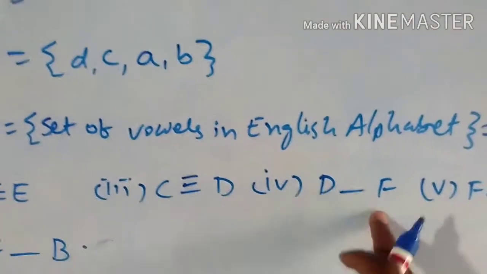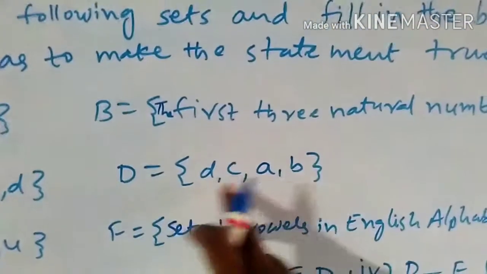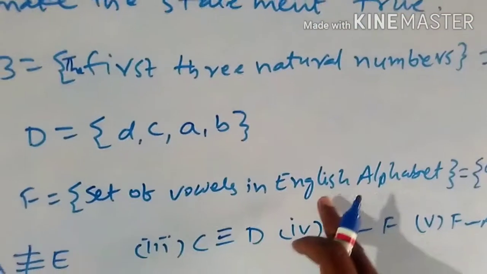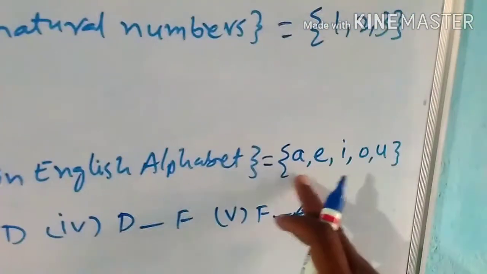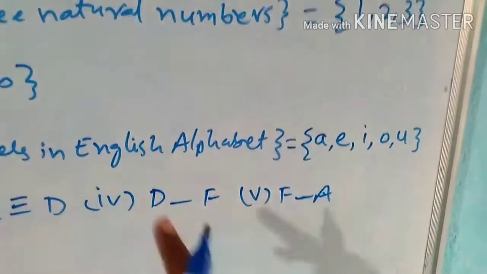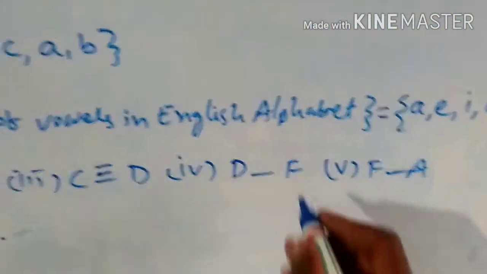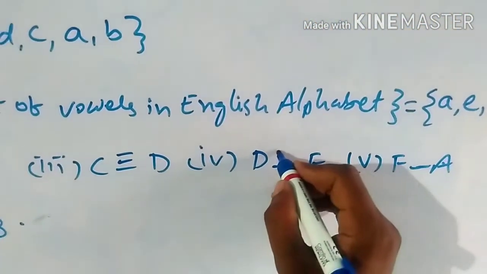Next, relation between D and F. D is equal to {D, C, A, B}. F is equal to the set of vowels in the English alphabet, that is A, E, I, O, U. So D and F are equal? No, not equal.